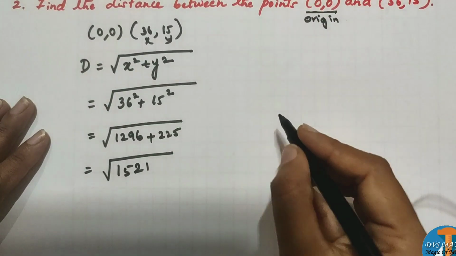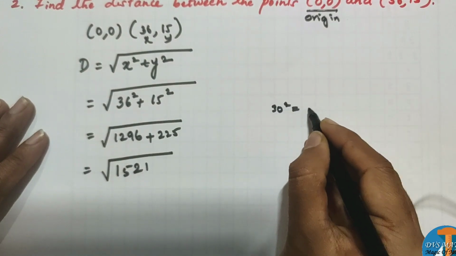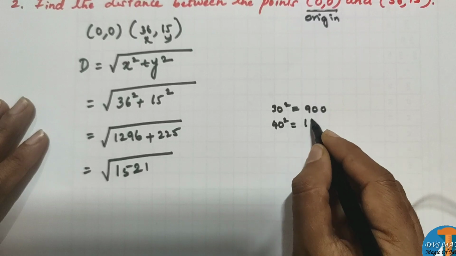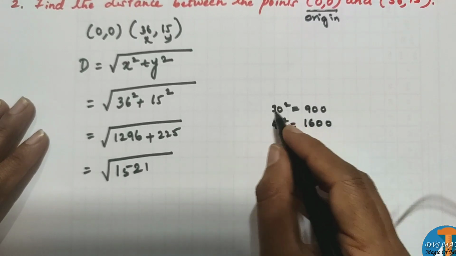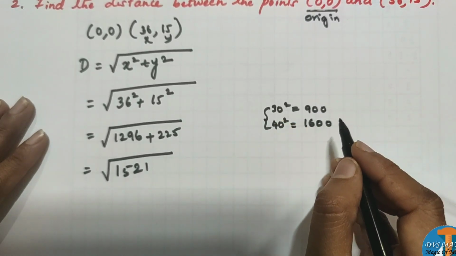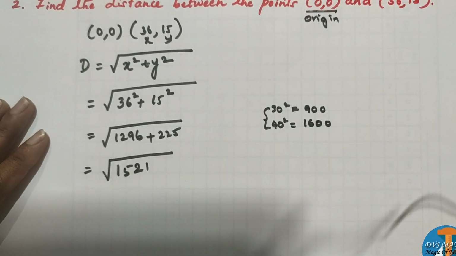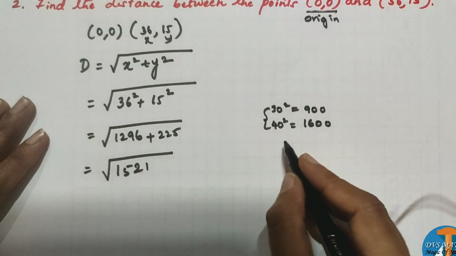If I consider nearest, as you all know, 30 square is 900, right? What is 40 square? 40 square it is 1600, right? So now the number it is in between 30 to 40. Observe here, if the last number is 1, it has to be 31 or 39.